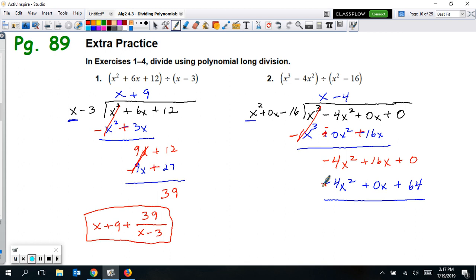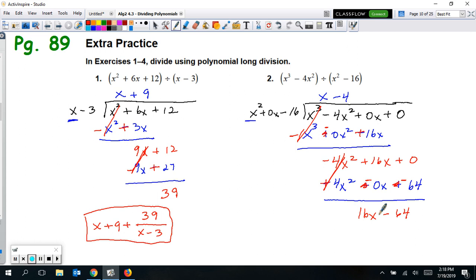So this becomes a positive. Now we can maybe make this a negative again. Make that 64 negative 64. So now we cancel our first two terms out. We end up having a 16x minus 0, so it's just going to be 16x there. And then we end up having 0 and negative 64, so negative 64 goes there.